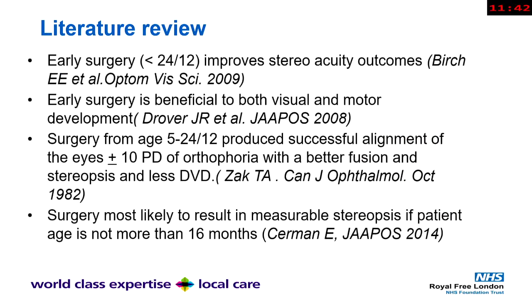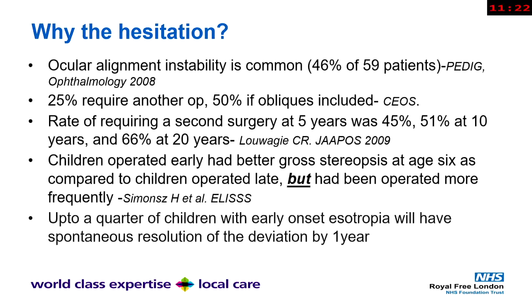Study after study has shown that early surgery does improve stereoacuity outcomes. Early surgery is defined variously. Essentially, it comes down to less than 18 months, probably less than 12 months, and that's what most people would understand by early surgery. To be honest, at least in the UK system, we don't get to see them before this time. So why the hesitation? Why are we still talking about it if early surgery is such a good thing to do? It's because ocular alignment instability is common. Up to 50% of them, you don't actually know where they're going to end up. We also know that the rate of resurgery can be quite high, up to 50% in the next 5 years.